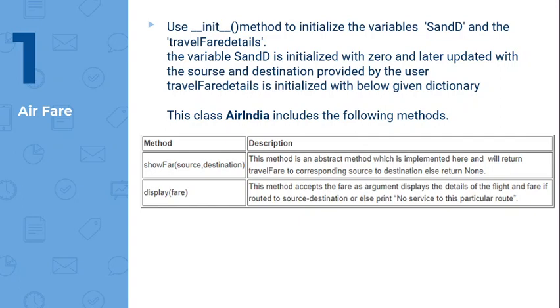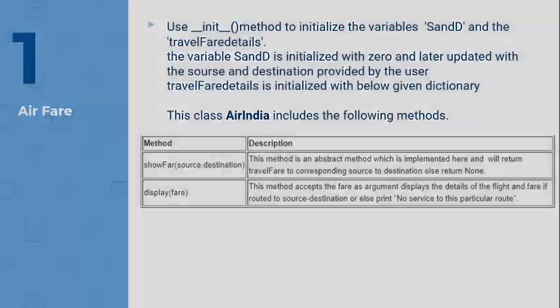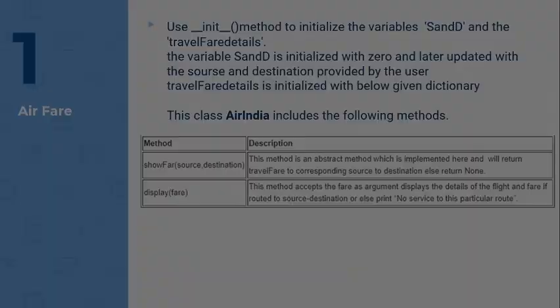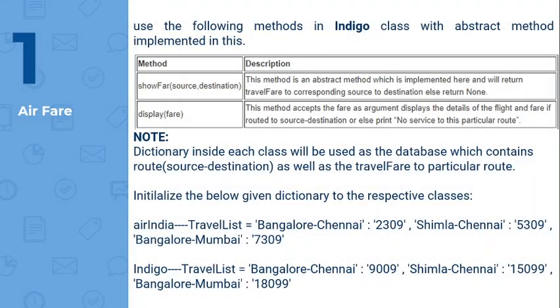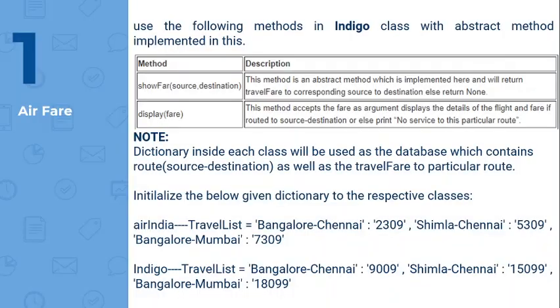Then we have to create another class called arindia with the following methods: showfar and the display method. So we will be overriding the showfar method here. Then we have to create another class called indigo. This indigo class also has the same attributes as that of the arindia class, which is source and destination and travel far details. And similarly it has the showfar method which we will be overriding.